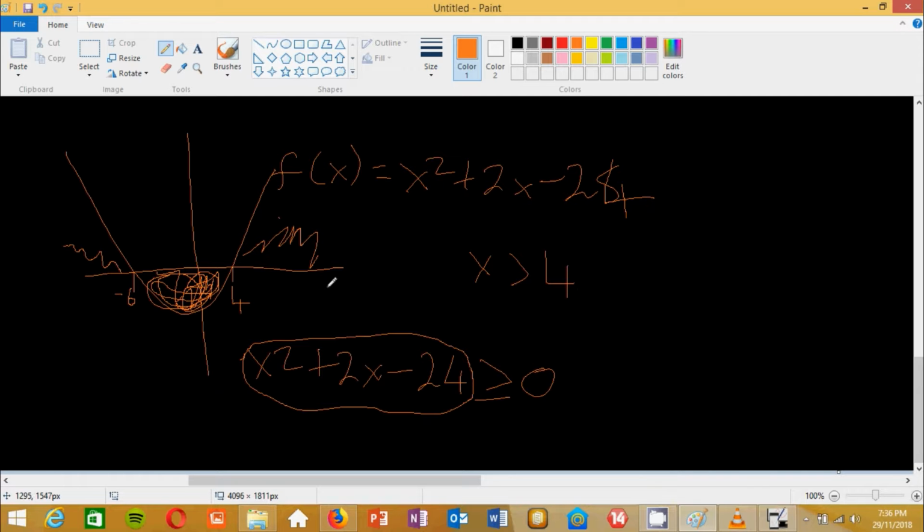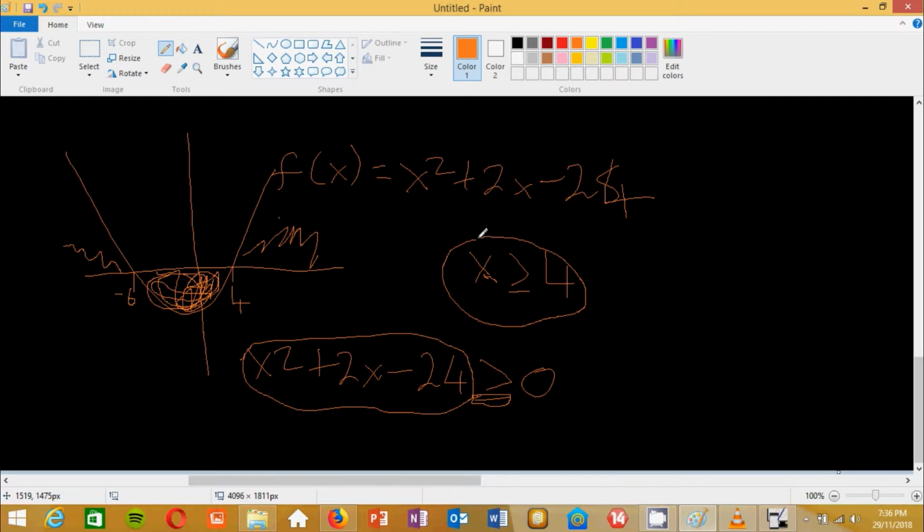x greater than 4. Why? Because the x values to the right are x values that are greater than 4. And if you take any x value greater than 4, it's in this region, and in this region, the y-coordinate of the graph is greater than 0. But hold on, greater than or equal to 0. What that means is our solution should also include x values such that if we take those x values, the y-coordinate is 0. And those x values are 4 and -6. So we need to put this sign right here to say x is greater than or equal to 4.